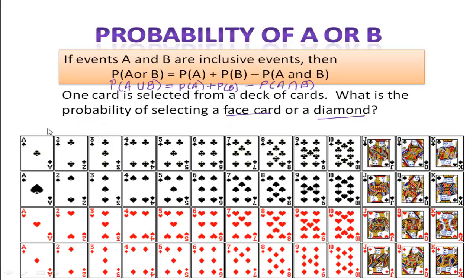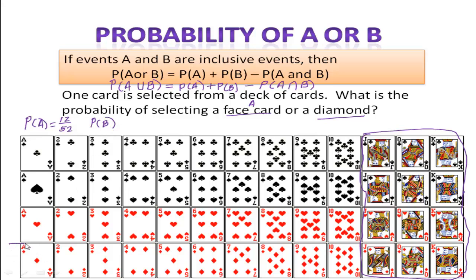Okay, let's go back to this problem. Let's calculate the probability of A. Probability of A is that it's a face card. And we know that there are 12 face cards out of 52. And I'm going to go ahead and mark them here. Excuse my squiggly lines, but it's not too easy to write with this digital pencil. Okay, there is the probability of A, 12 out of 52. Let's look for the probability of B. Probability of B is that it's a diamond.